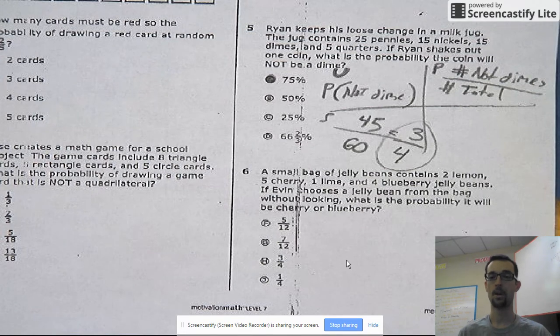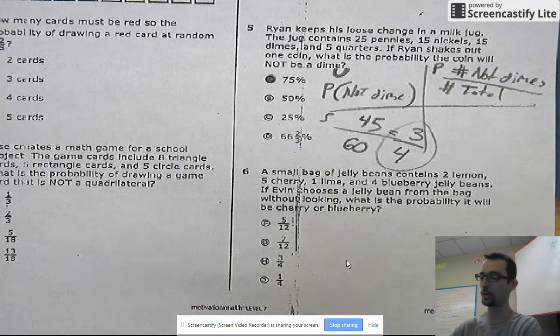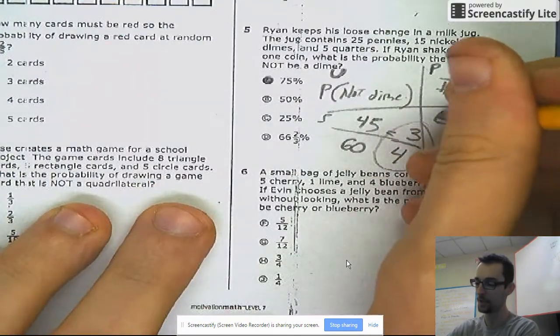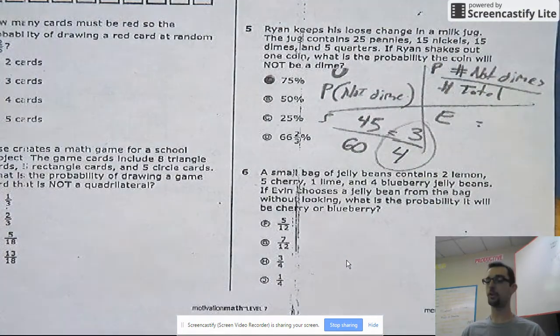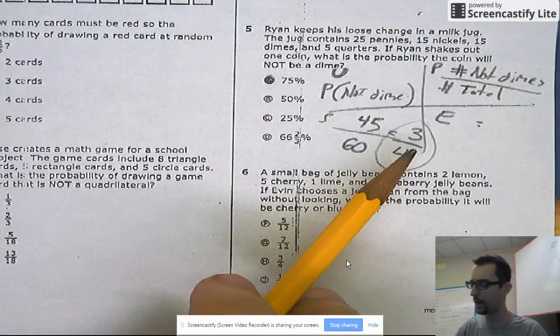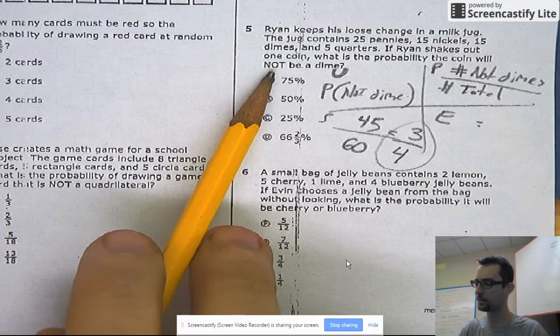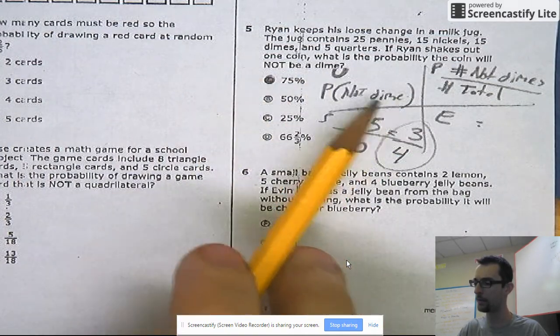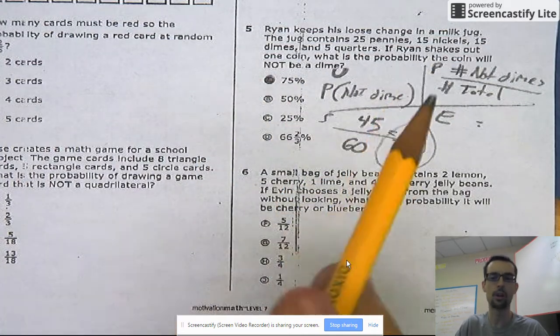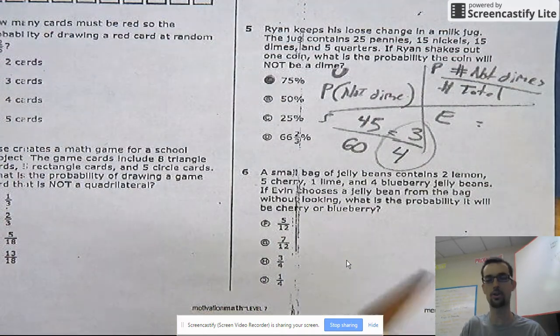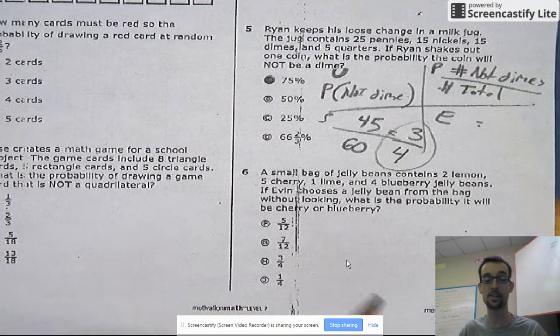And just for the last step, the E, evaluate. I just make sure I did find the ones that weren't dimes, right? Because my question says not dimes. I did. Okay, good. See, it only takes 5 seconds to make sure I didn't mess up, make sure I answered the right question. Okay, on to number 6.